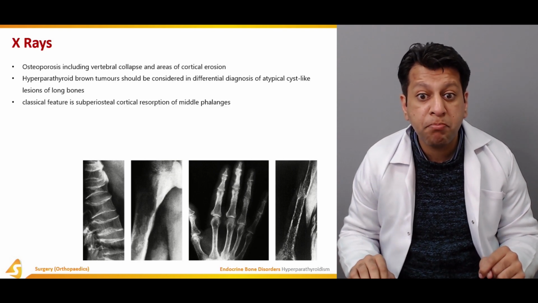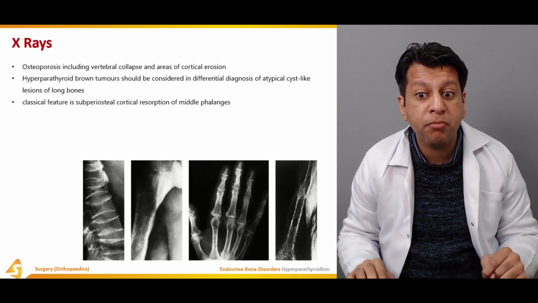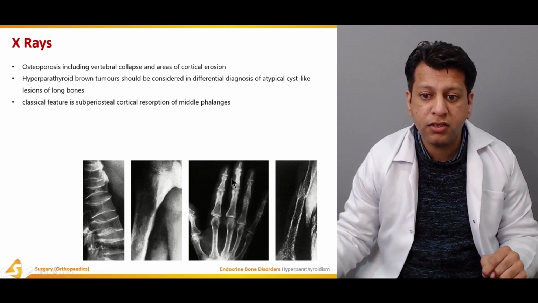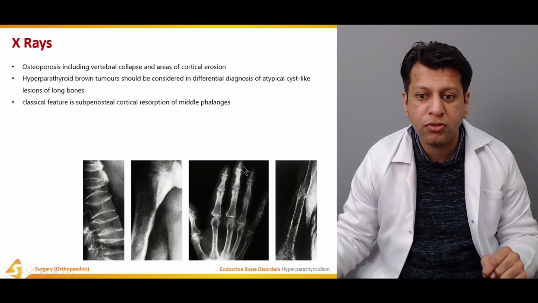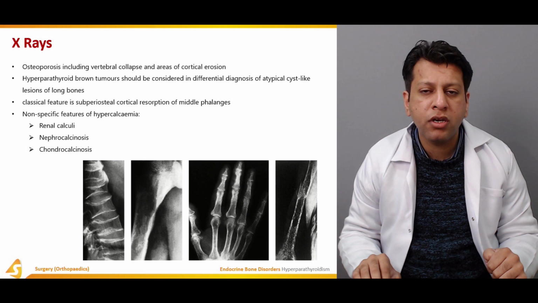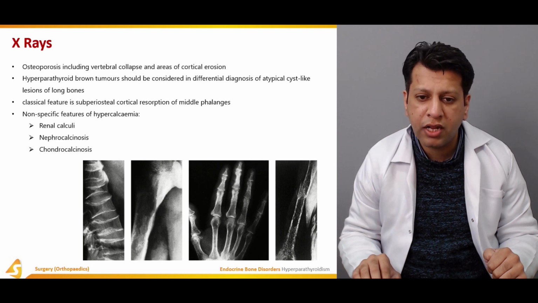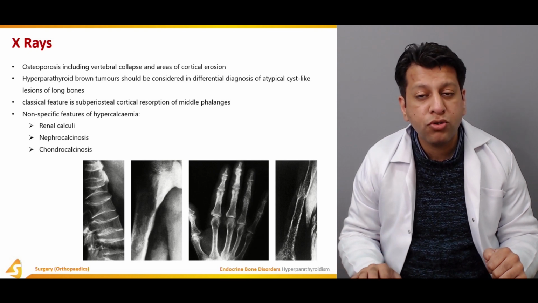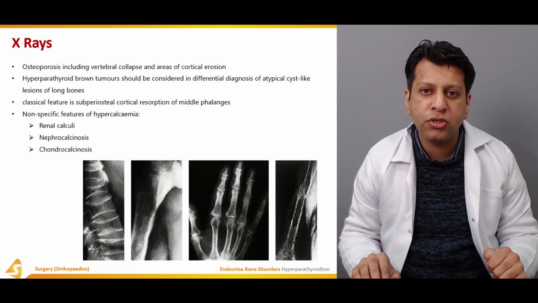Classical feature is subperiosteal cortical resorption of the middle phalanges. If you see it over here, these are the middle phalanges, and subperiosteal resorption is going on. And non-specific features include renal calculi, which is called nephrocalcinosis, and chondrocalcinosis, that is increased calcium deposition in the joints.